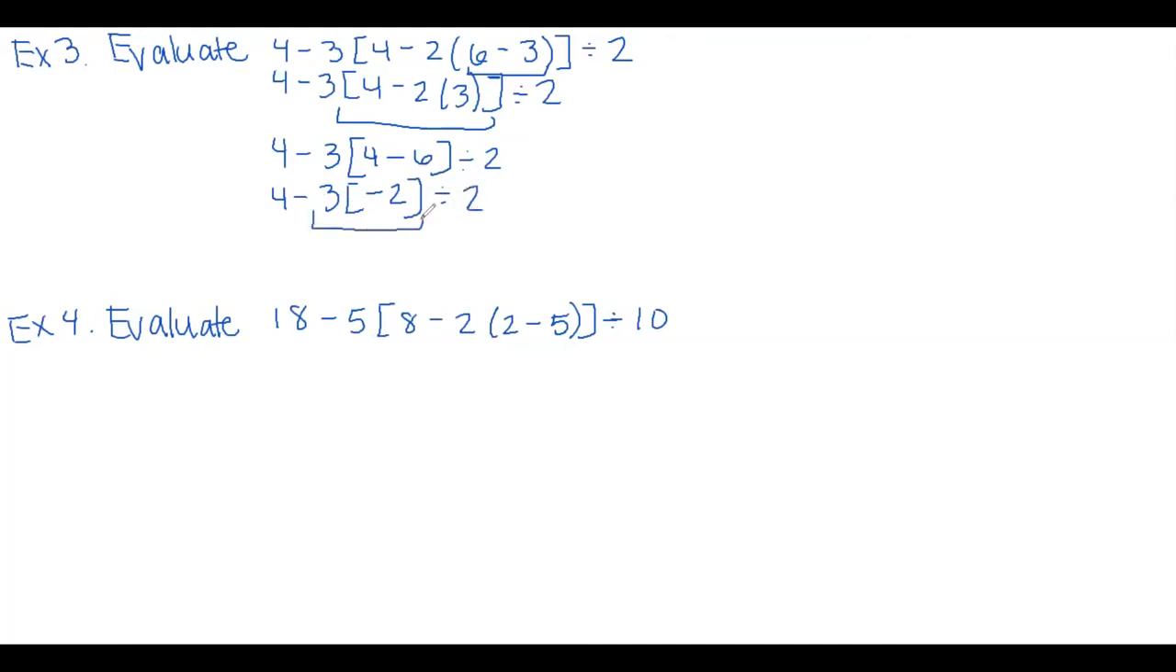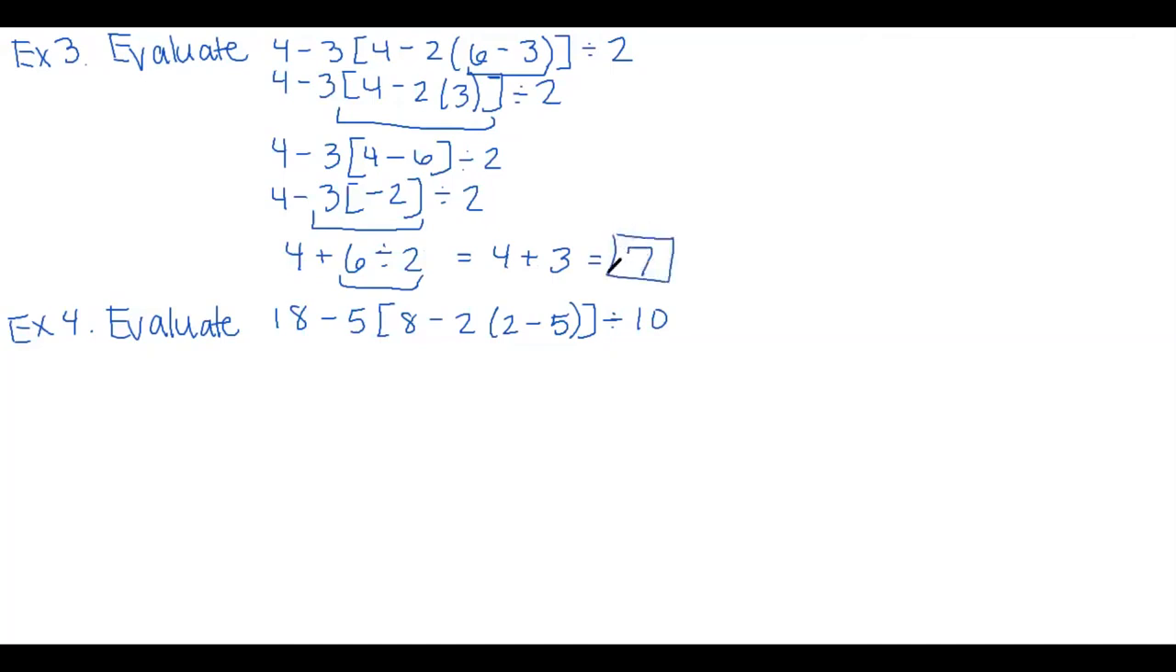Now we have to look here. Negative 3 times negative 2, we've got 4 plus 6. A negative times a negative gives us positive 6, okay? Then we still have that divided by 2. So we have addition and we have division. Division comes first. So we have 4 plus 3, because 6 divided by 2 is 3. And 4 plus 3 equals 7.